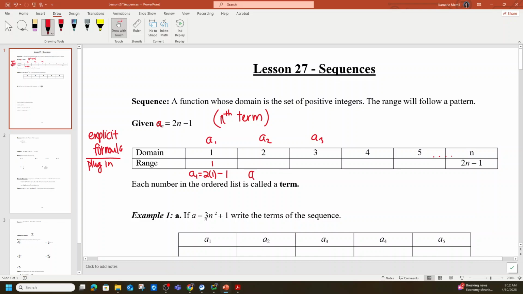So let's find our second term. 2 times 2 minus 1 puts us at, what is that, 3? Let's go to our third term. 2 times 3 minus 1 is 5. Fourth term. 2 times 4 minus 1 is 7. Fifth term. 2 times 5 minus 1 is 9.